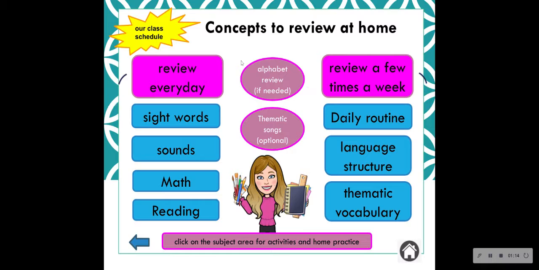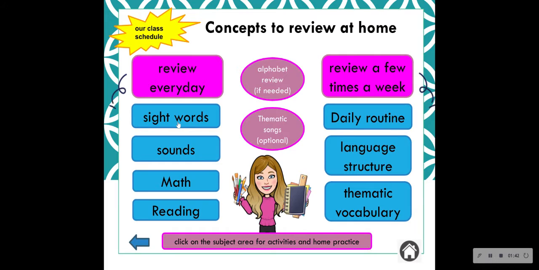If your child is still struggling with the alphabet in French, they can do some review here. And if you would like them to listen to some extra songs in French, there is a link to some thematic songs here, but those are optional. In order to go to the subject that you want to look at, these two buttons up here are not linked. So this is just telling you what I'd like you to review every day or what you should maybe review a few times a week. The blue buttons are linked and these purple buttons in the middle are also linked.